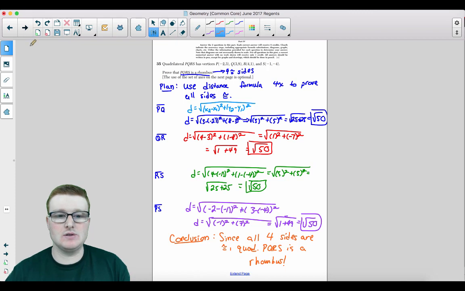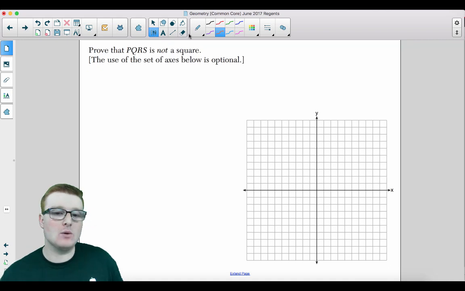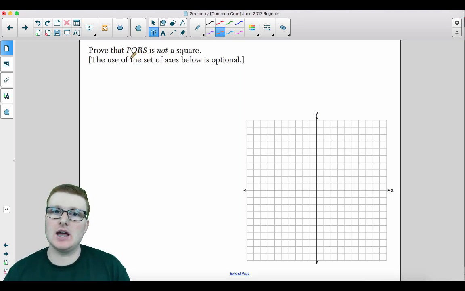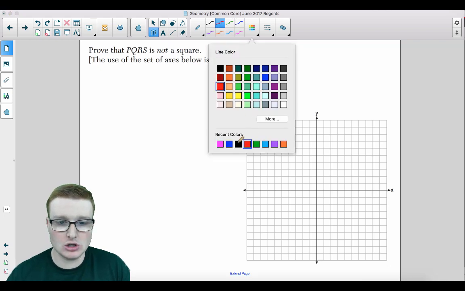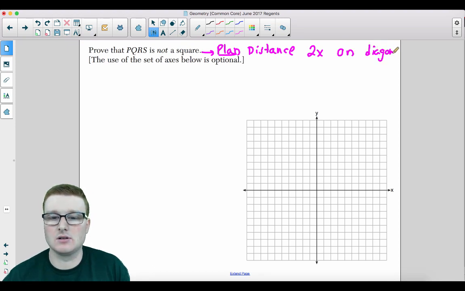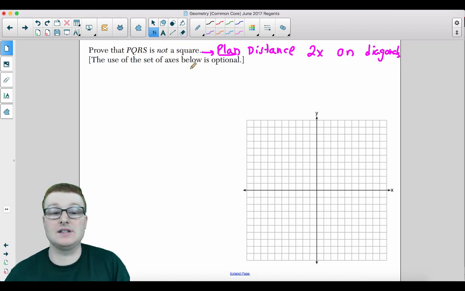Then there's another part, so let's go and do that one. Then it says, prove that PQRS is not a square. Now, this is what differentiates a rhombus from a square. A square and a rhombus are different because a square has congruent diagonals, a rhombus does not. So what your plan is, we're going to use the distance formula again. So your plan is to actually use the distance formula 2 times on the diagonals of the rhombus. That would be sufficient information to prove that this is not a square.